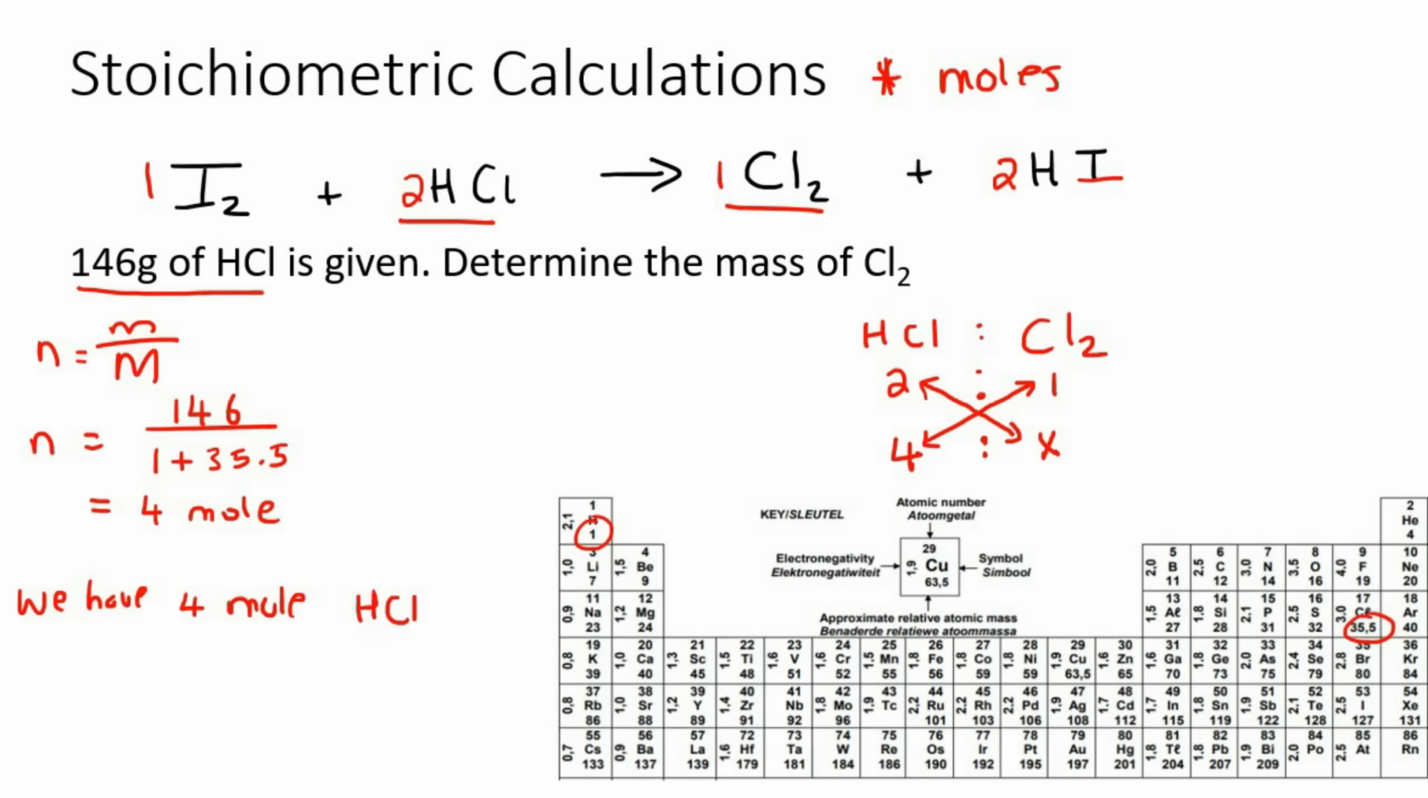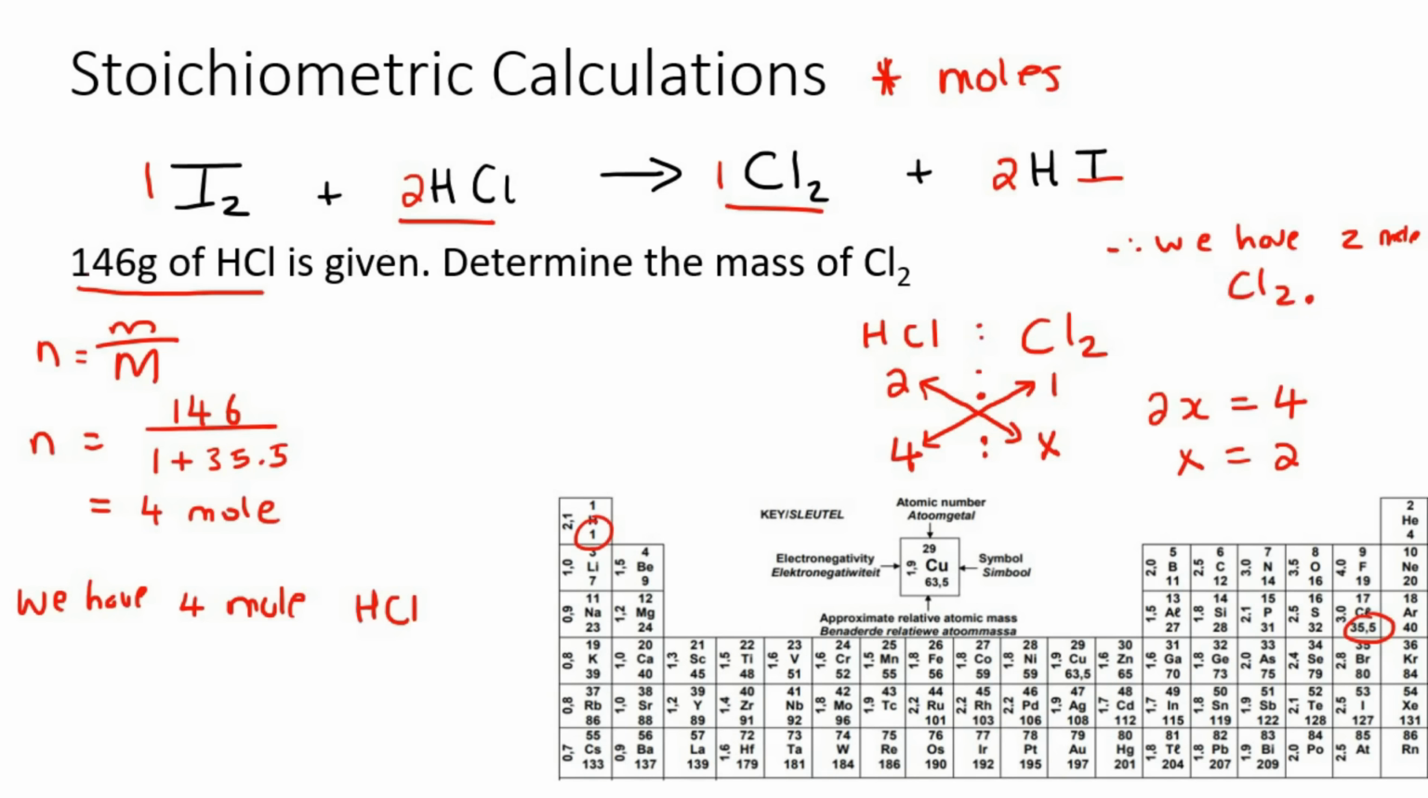And what you're going to do is multiply the arrows. So you're going to multiply those two, so that's going to give you 2X. You say equals, and then you multiply these two, and that'll give you 4. Then I want you to solve for x. So x would be 4 divided by 2, which is 2. So that means we have 2 moles of Cl2.